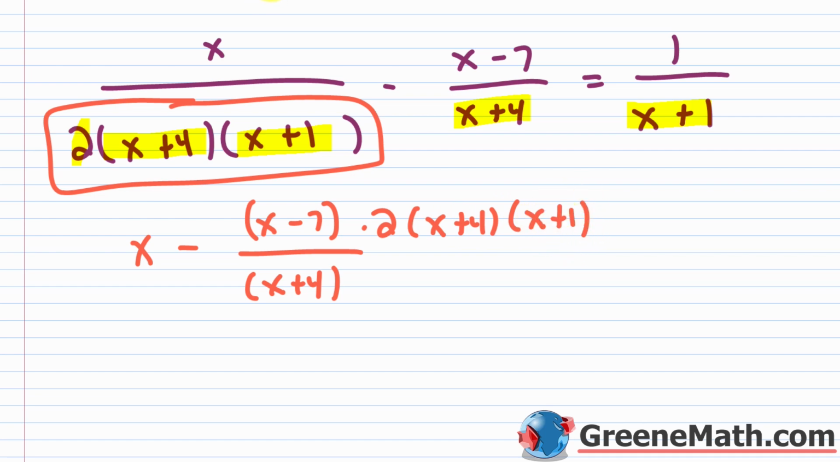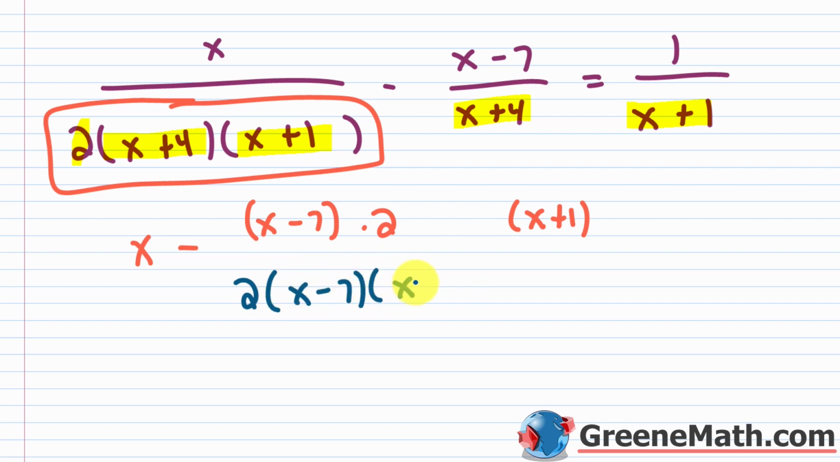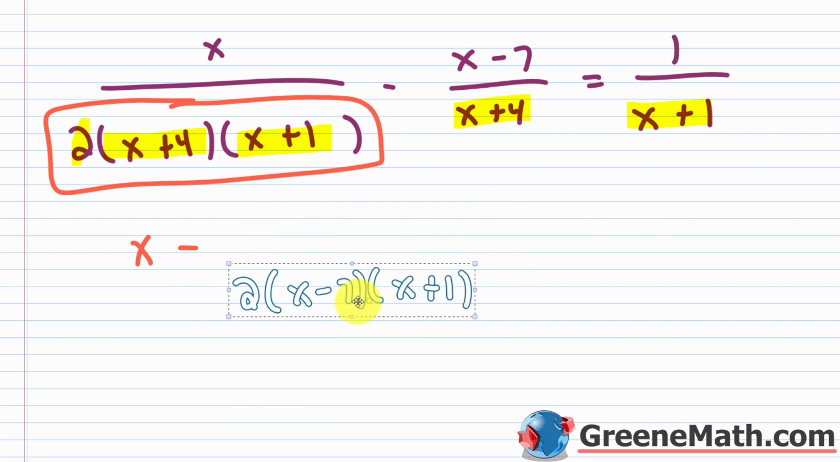Now to save space, because I'm not going to be able to fit this, I'm just going to cancel this with this, and I'm just going to get rid of it so that we have some room. Otherwise, we won't be able to fit this. So I'm just going to write this as 2 times the quantity x minus 7 times the quantity x plus 1. Let's get rid of this, and then I'll just bring this in line like this.